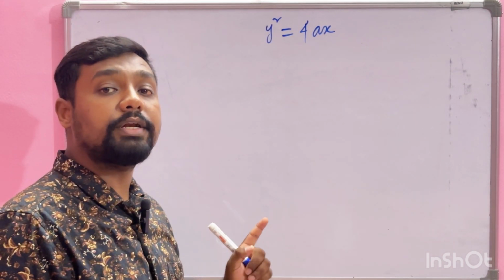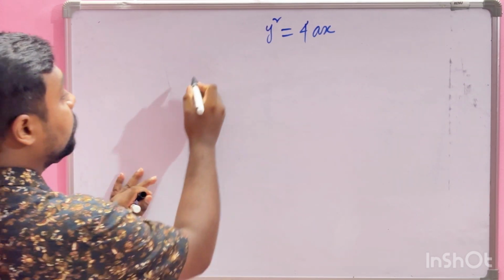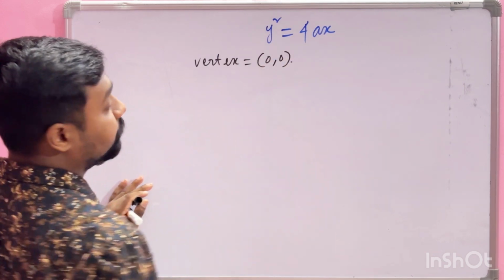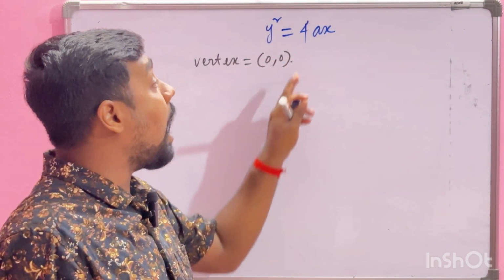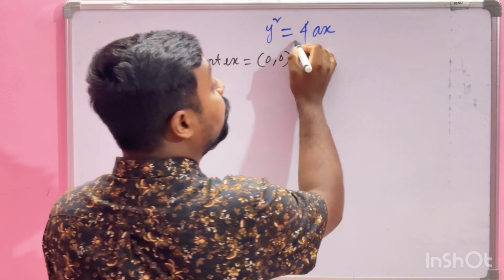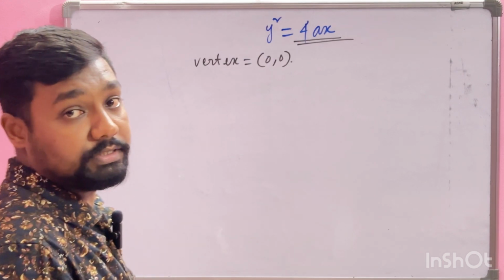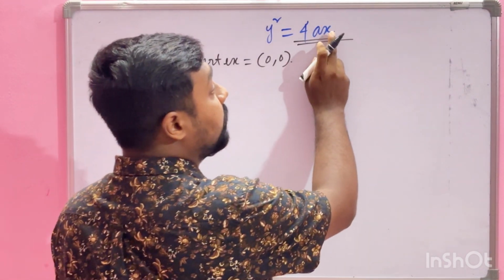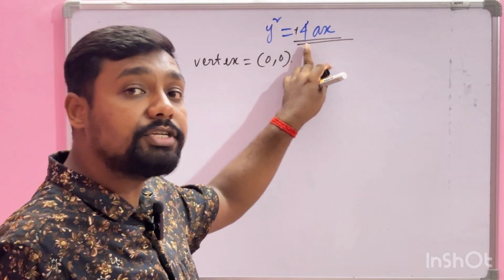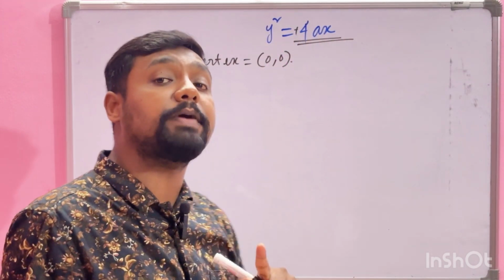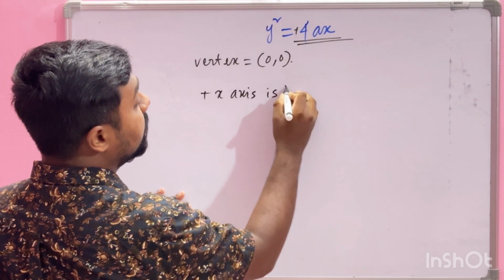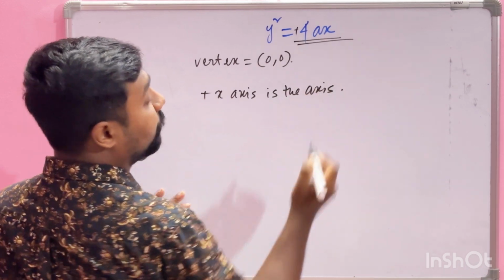So first we have to look into the vertex of this parabola. The vertex of this parabola is (0, 0). And now how to find the axis of this parabola? You will have to look into the first degree term of this equation, that is 4ax. That means the sign here is plus. Because the sign here is plus, that means positive x, the positive x axis, is the axis of this parabola.